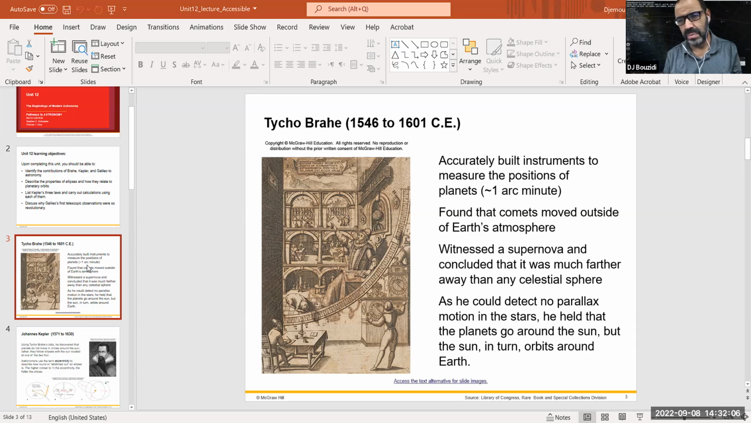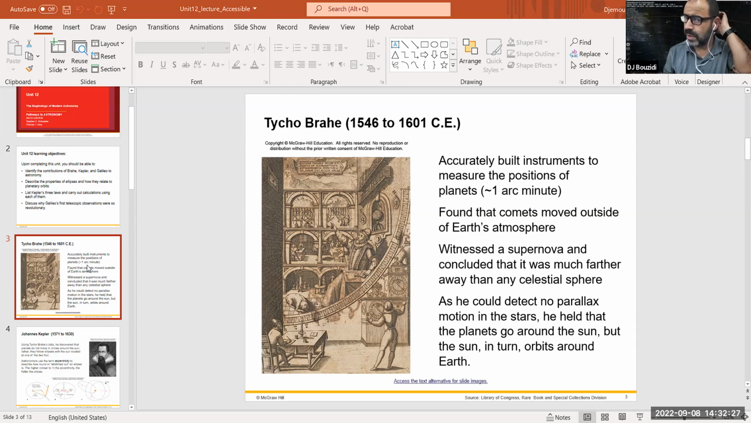remember, he didn't have a telescope. He was using a precise instrument that can detect an arc minute, but an arc minute turned out to be a very, very big angle for the parallax. Parallax is a fraction of an arc second, even for the close-by stars. So his precision devices could not detect that.